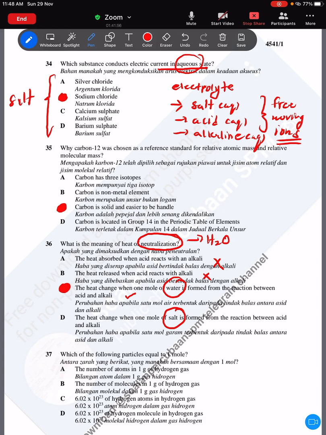Which of the following particle equal to 1 mole? Equal to 1 mole. 1 mole is equivalent to Avogadro constant. Avogadro constant is 6.02 times 10 power of 23. This one could be either atoms, molecule, or ions. Therefore, apa yang saya nak cakap, you look A, B, C, D, which one is equivalent to 1 mole? That's the main concern. Okay, dia cakap, the number of atoms in 1 gram of hydrogen gas.